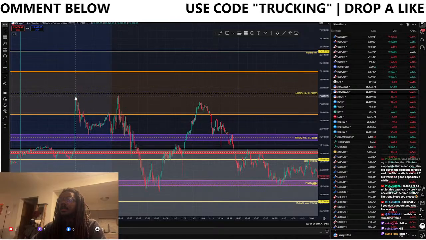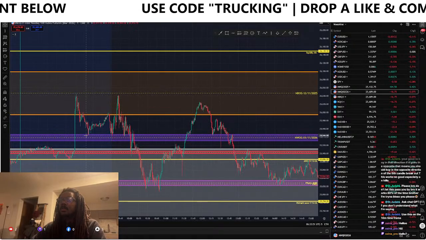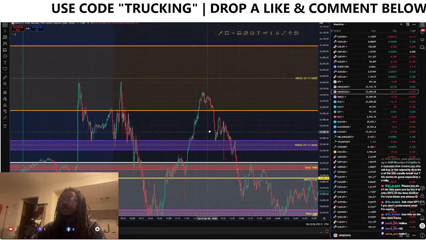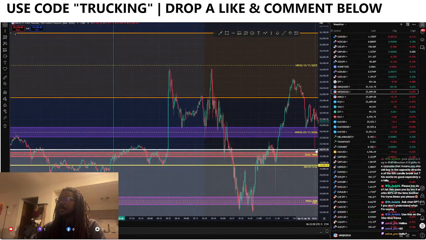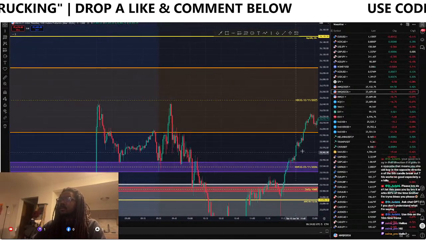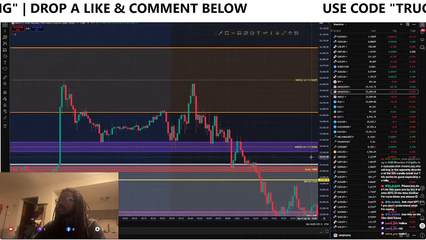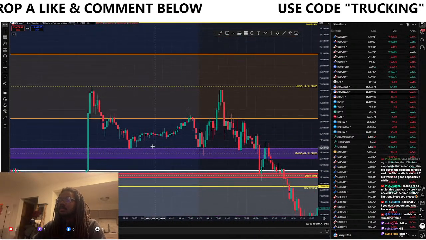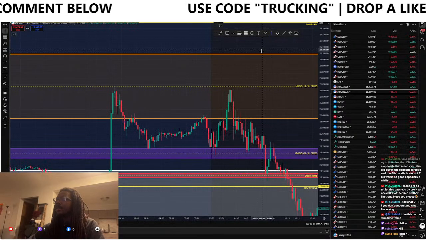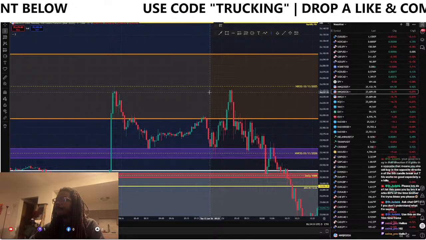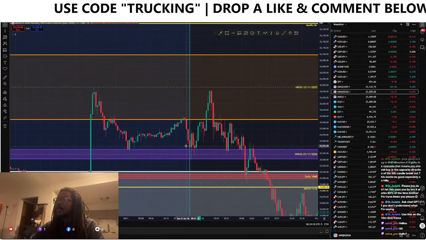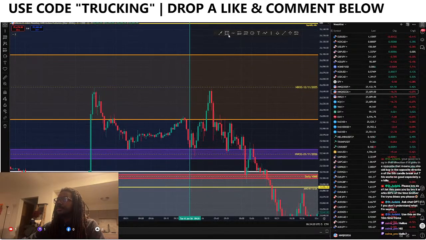So right up in here, we sweep liquidity. We have a little rejection. We use this new week opening gap for support, right? A couple of times. All right. And then as soon as the market opens right here, this is where we start looking for information, right?